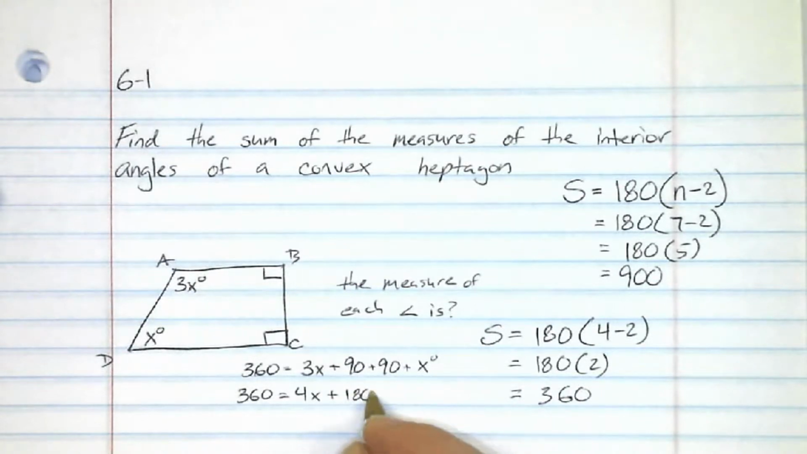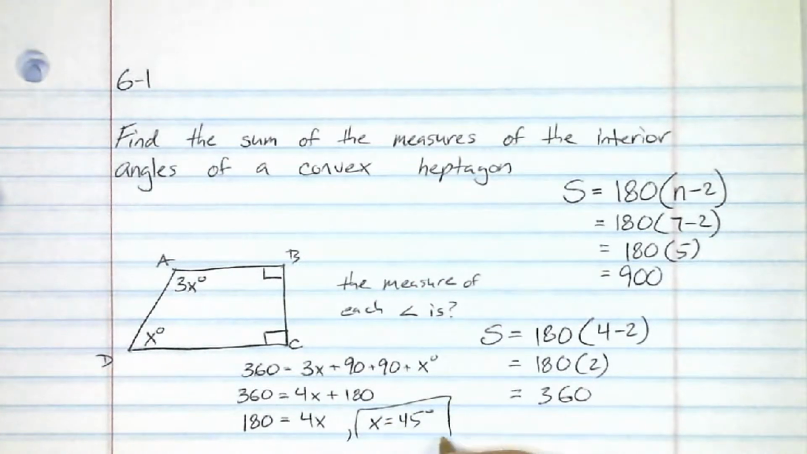And what I'm doing here is I am just combining like terms to simplify. I'm going to subtract 180 from both sides. I end up with 180 equals 4x. And then if I divide both sides by 4, 180 divided by 4 is going to be 45 degrees. So x equals 45 degrees. Sorry about running out of room here towards the bottom. Now, I'm still not done yet.